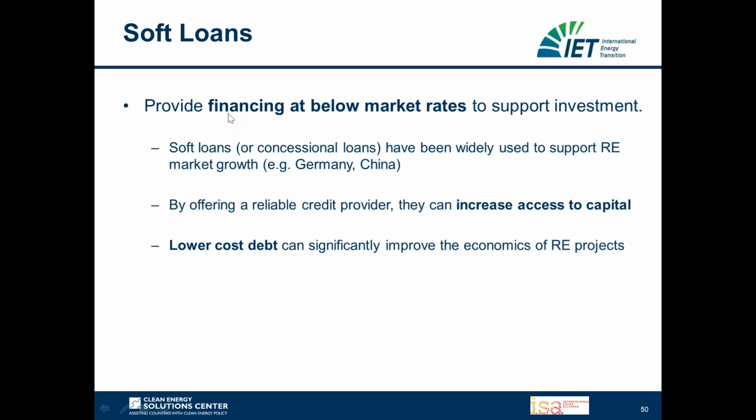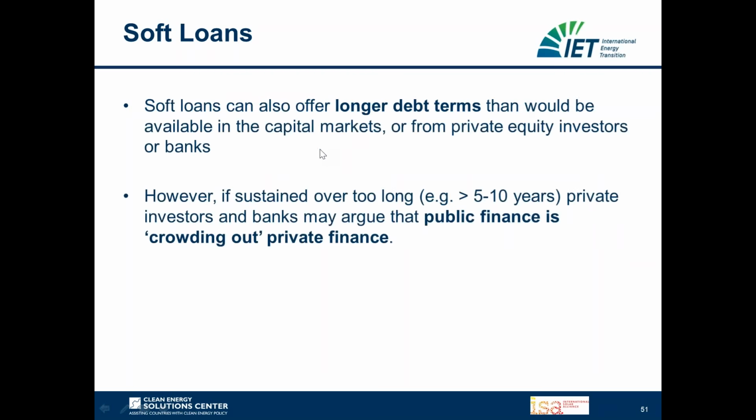Soft loans are also used in many countries around the world. So you're trying to reduce the cost of capital, the cost of debt here. Soft loans or concessional loans are both used in the so-called developed countries and developing countries. They can increase the access to capital and lower the cost of debt. They can also prolong the debt term, which in developing countries is frequently as low as 8 or 10 years. However, with soft loans, you can also reach longer term debt tenors, 12, 15 years maybe.